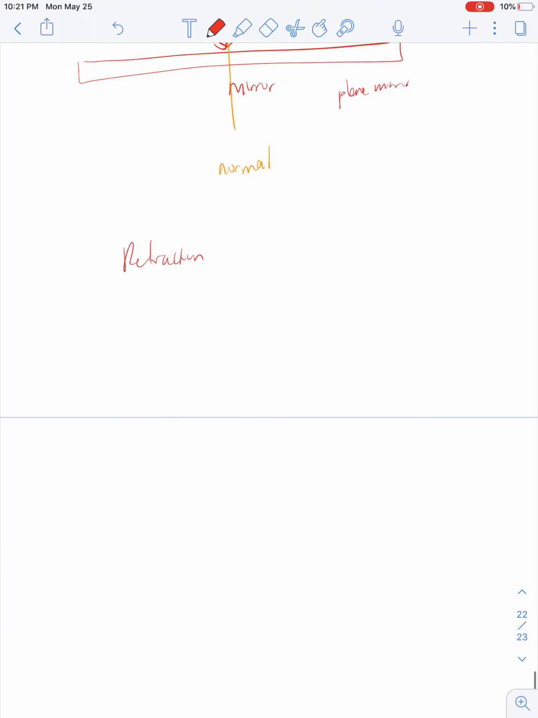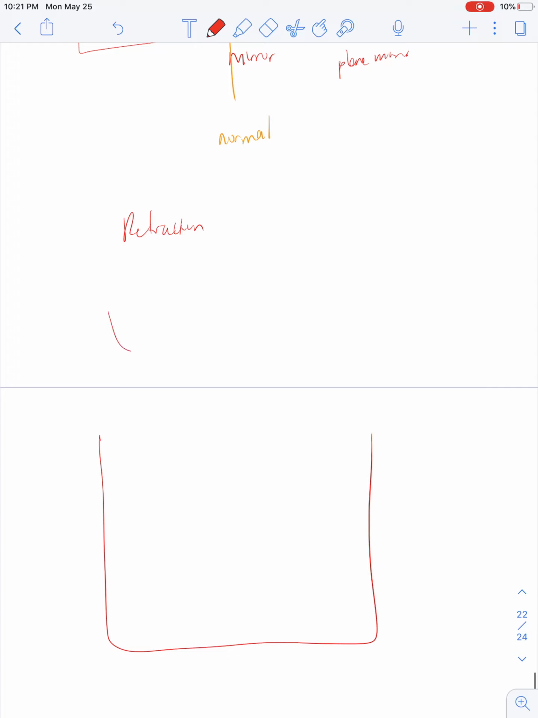You need to know what refraction is. Refraction is a phenomenon that happens because, imagine this is light coming from the air, and this light hits the water. The water actually makes the light bend. And this is what I call refraction, okay?